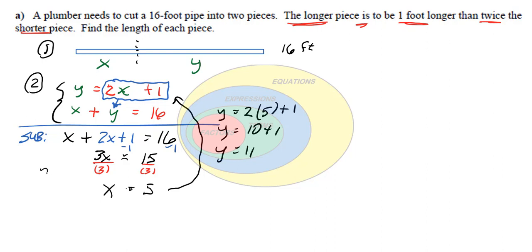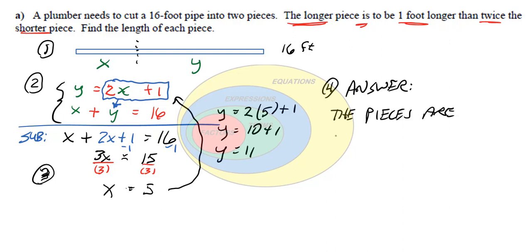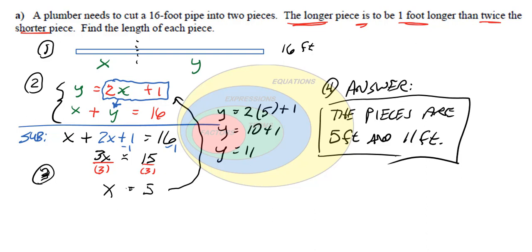So after we solve, we want to go through now and answer the question. Step 4, what's the answer? Well, x and y represented the length of each piece. So we can answer that the pieces are 5 feet and the other is 11 feet. We want to make sure we answer in terms of the question.